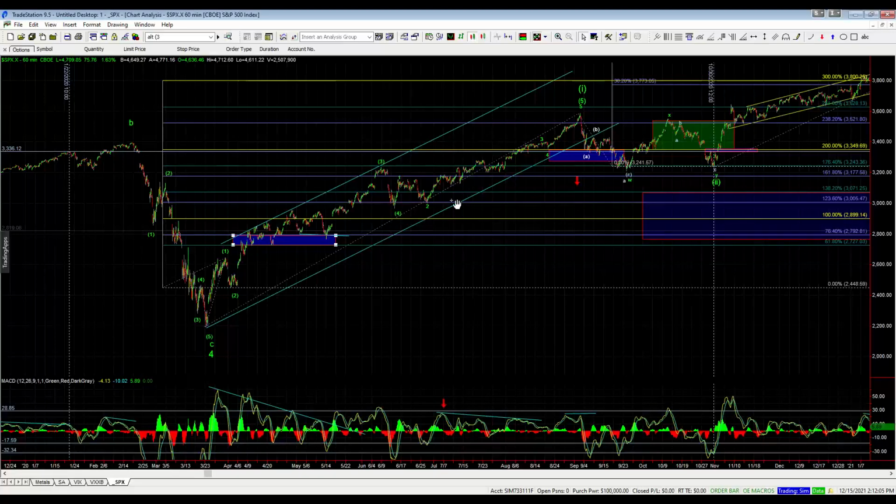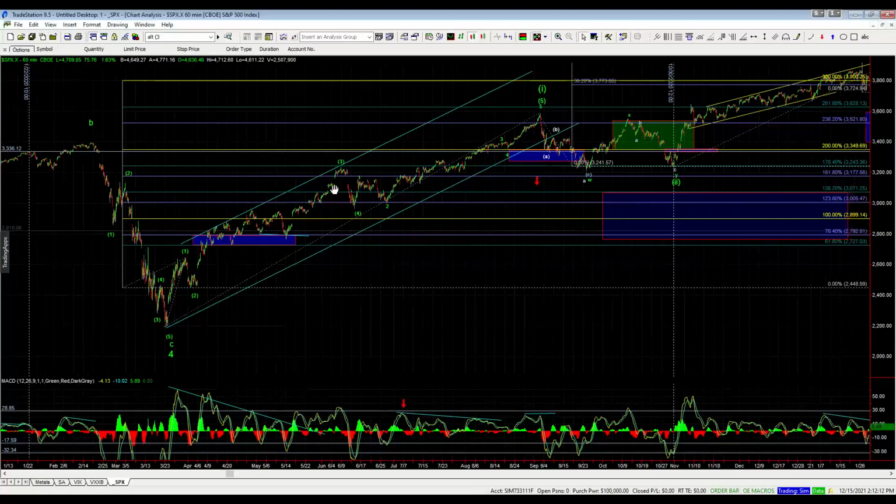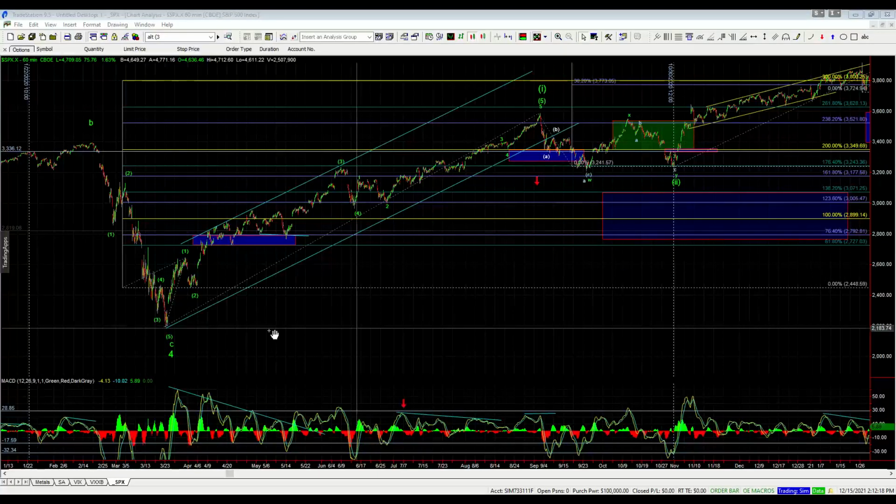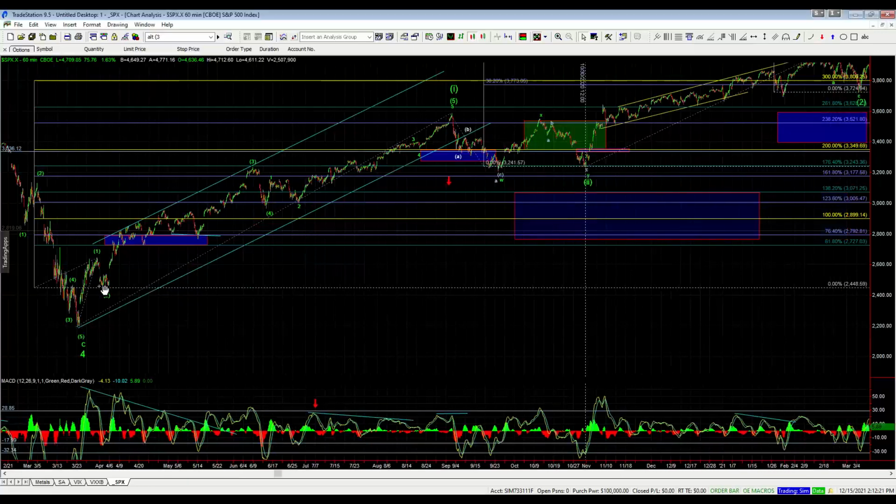Then we got another 1, 2, 3, 4, and 5, right up towards the 261.8 extension of this entire move up off of the March lows. And this marked the top of our wave 1 from the move off of March of 2020 lows. Okay, and we can see this is a fairly clean Fibonacci pinball pattern off of that low. 1, 2, 3, 4, and 5.